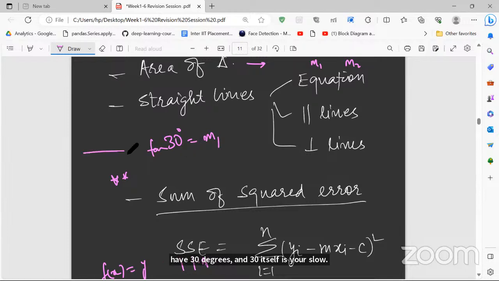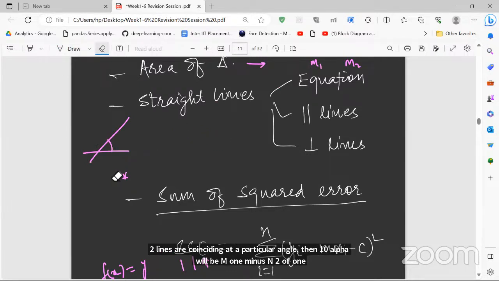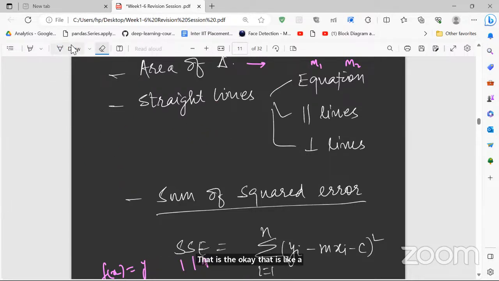Okay. If two lines are intersecting at a particular angle, then tan alpha will be (M1 minus M2) upon (1 plus M1 M2). Am I right? That is the formula for the angle between two lines, that you already know. Right? It should be there somewhere, you can just take it.